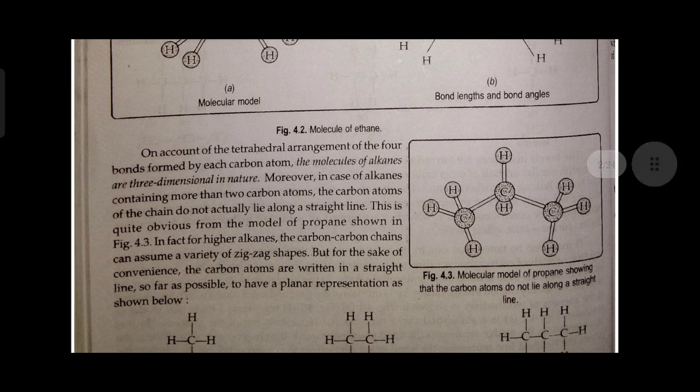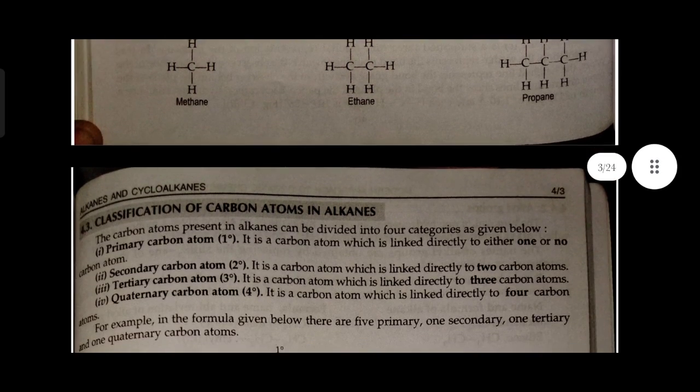Moreover, in the case of alkanes containing more than two carbon atoms, the carbon atoms of the chain do not actually lie along a straight line. This is quite obvious from the model of propane. In fact, for higher alkanes, the carbon-carbon chains can assume a variety of zigzag shapes. But for the sake of convenience, the carbon atoms are written in a straight line as far as possible to have a planar representation, as shown.